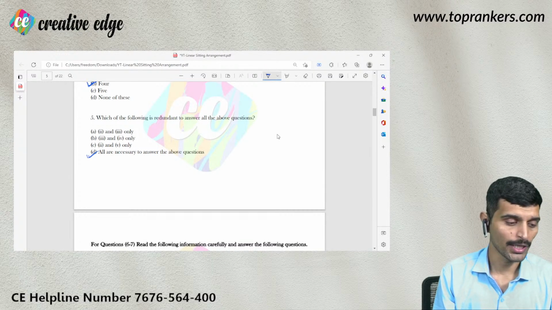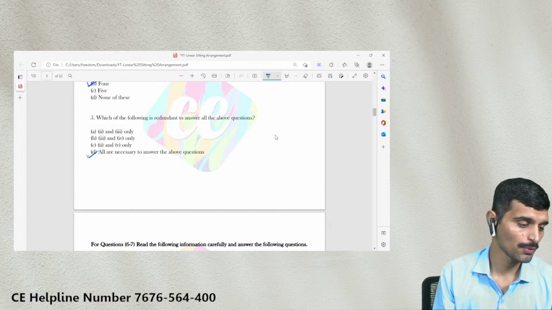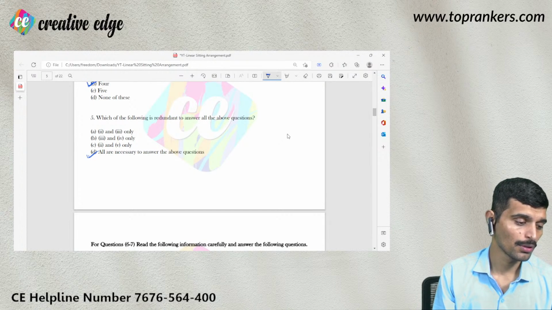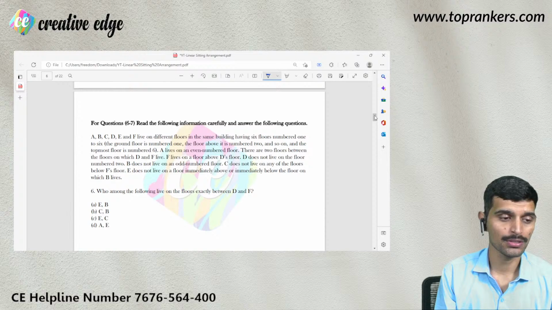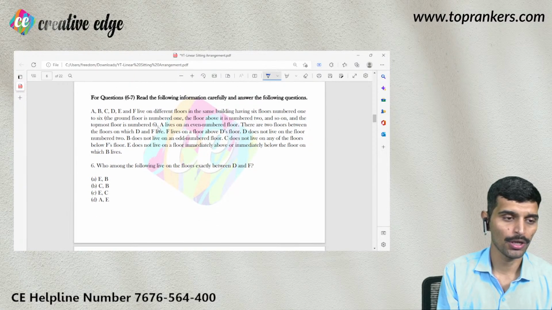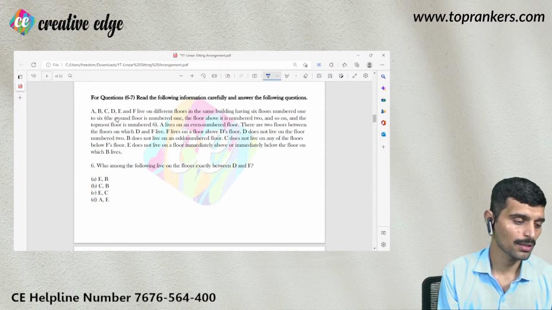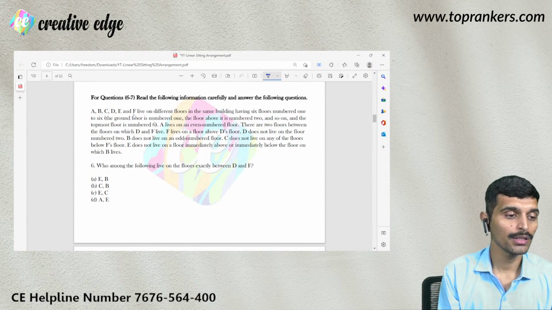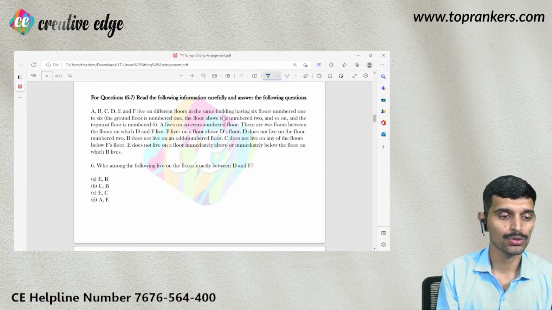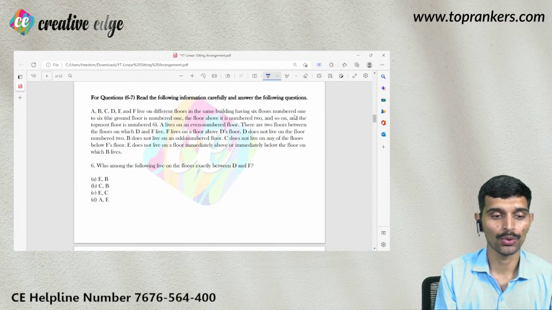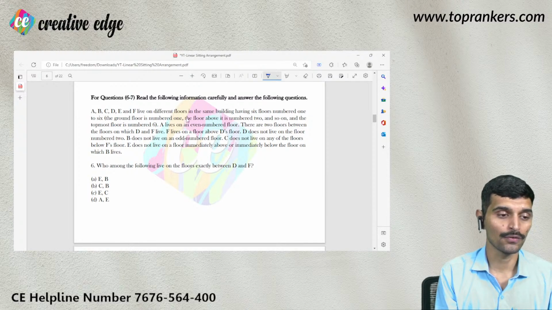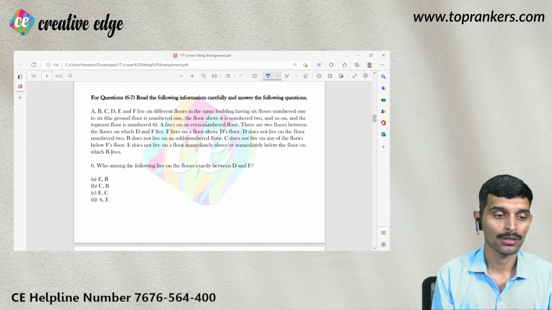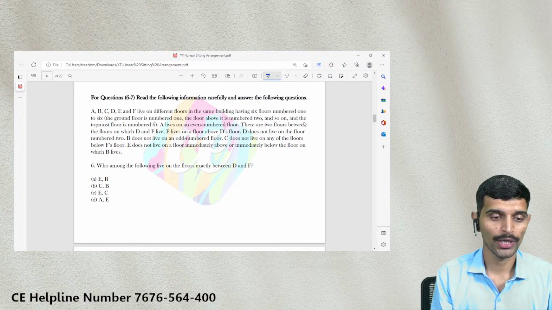Okay, so let's move to the next set of questions. This is relatively a smaller set. It says A, B, C, D, E and F live on different floors in the same building having 6 floors numbered 1 to 6. Ground floor is numbered 1, the floor above it is numbered 2, and so on.